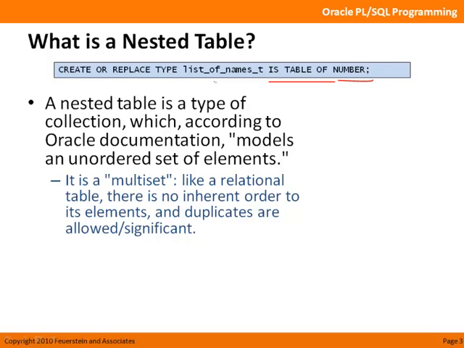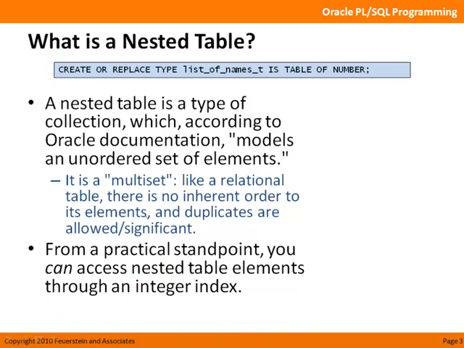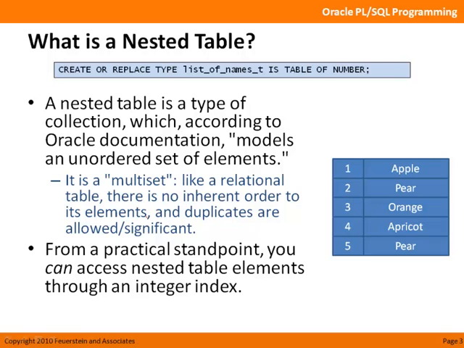From a theoretical standpoint, a nested table is a multiset, which means that, like a relational table, there's no inherent order to the elements in that set of data, that list, and duplicates are allowed or are significant. Now, from a practical standpoint, it turns out there is an integer index that you can use to access elements in the nested table. So there is an implied order to the elements. But Oracle also believes that you should be able to work with nested tables as if they were sets of data, like a select statement.